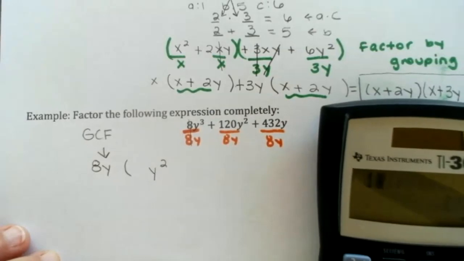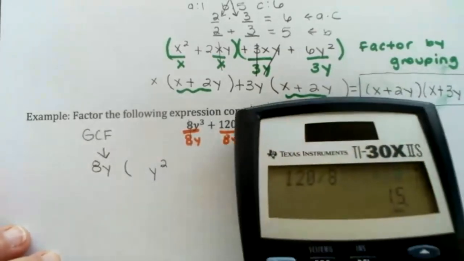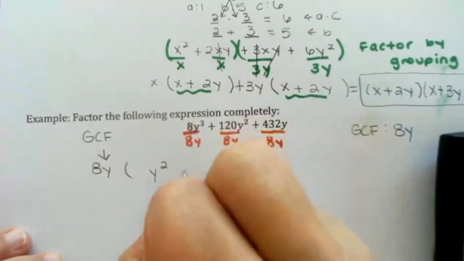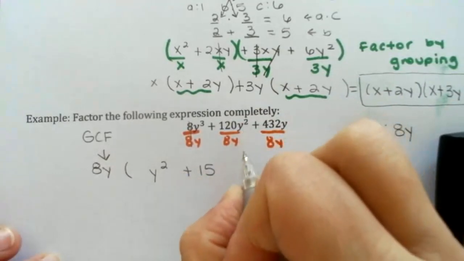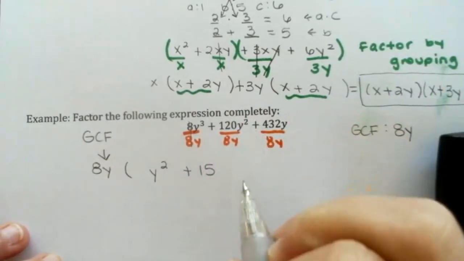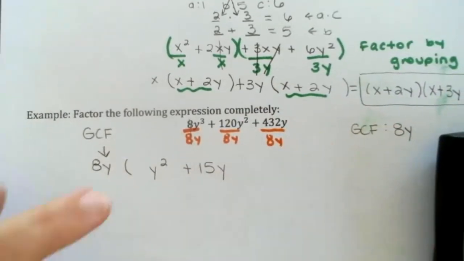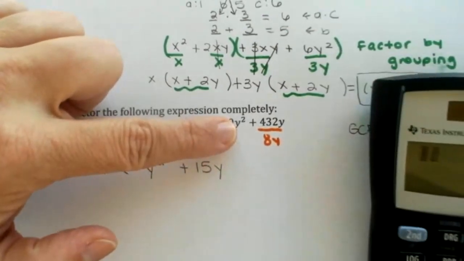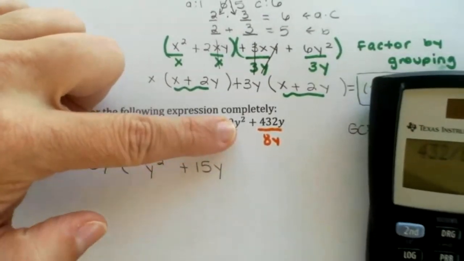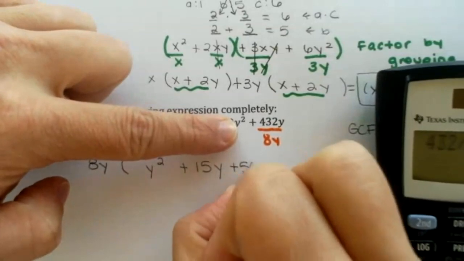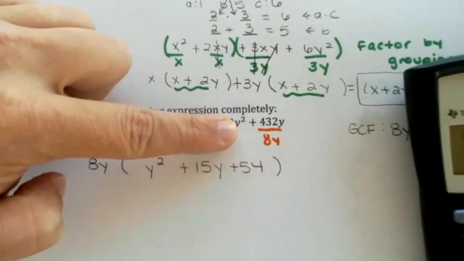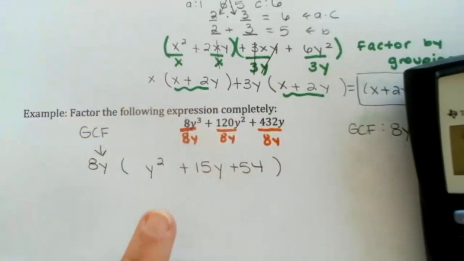120y squared divided by 8y. 120 divided by 8 would leave us with 15, so plus 15. y squared divided by y: I have 2 y's, I'm taking away 1 y, that means 1 y is left over. And then 432 divided by 8 would leave us with positive 54. We have 1 y, we're taking away 1 y, so our y's go away. So now we're left to factor y squared plus 15y plus 54.